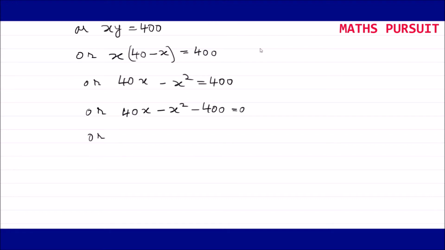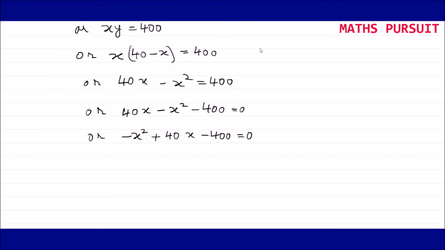Now let us rearrange this equation. If we rearrange, we get minus x to the power 2 plus 40x minus 400 is equal to 0. Now, it is always advisable, because in a quadratic equation the coefficient of x to the power 2 is always positive. But here you can see that it is negative. That is what ax to the power 2 plus bx plus c is equal to 0 should be the form of a quadratic equation.